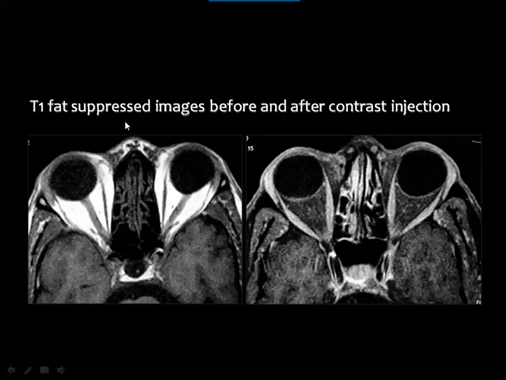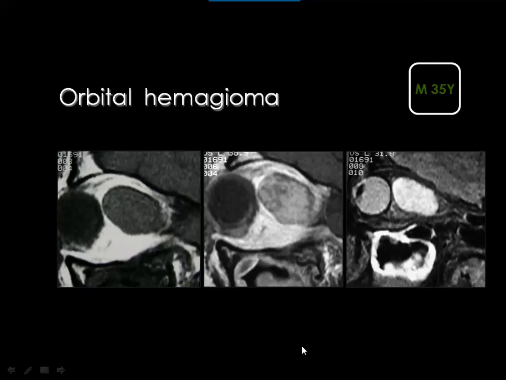Then this is the axial T1 weighted image before fat suppression, and this is after fat suppression. Both are performed after intravenous contrast injection. And this is just an example to demonstrate the value of fat suppressed images.